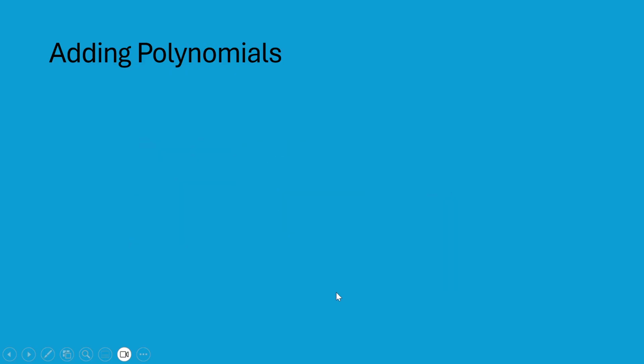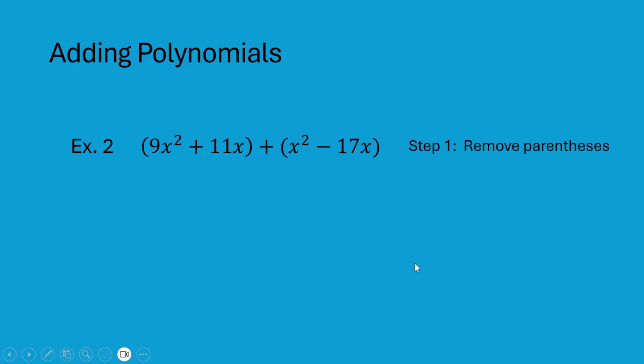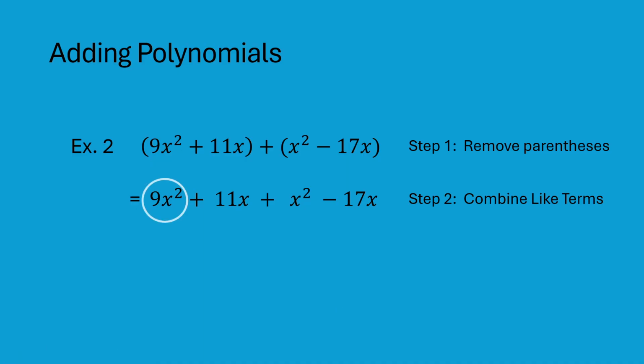Okay, let's take a look at another example. So here, step 1, remove the parentheses. Okay? Again, nothing exciting happens here. When we subtract polynomials, when we remove the parentheses, there is something a little bit more exciting that happens. Okay, so over here we see that for the like terms, we have 9x squared. And then over here we have positive x squared.